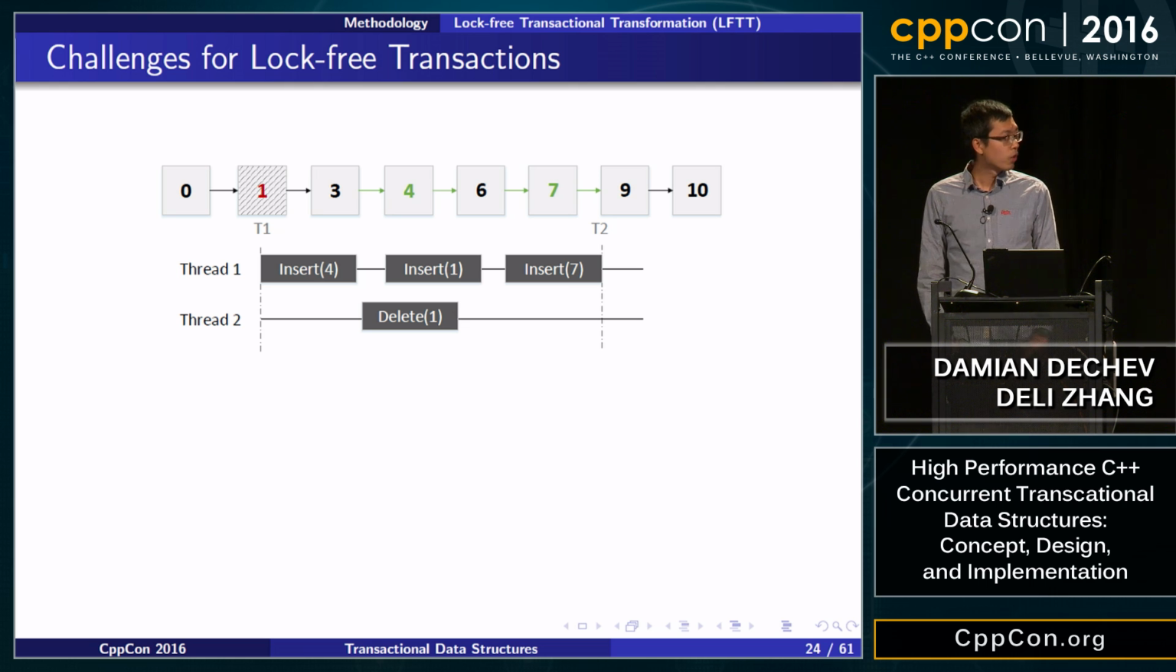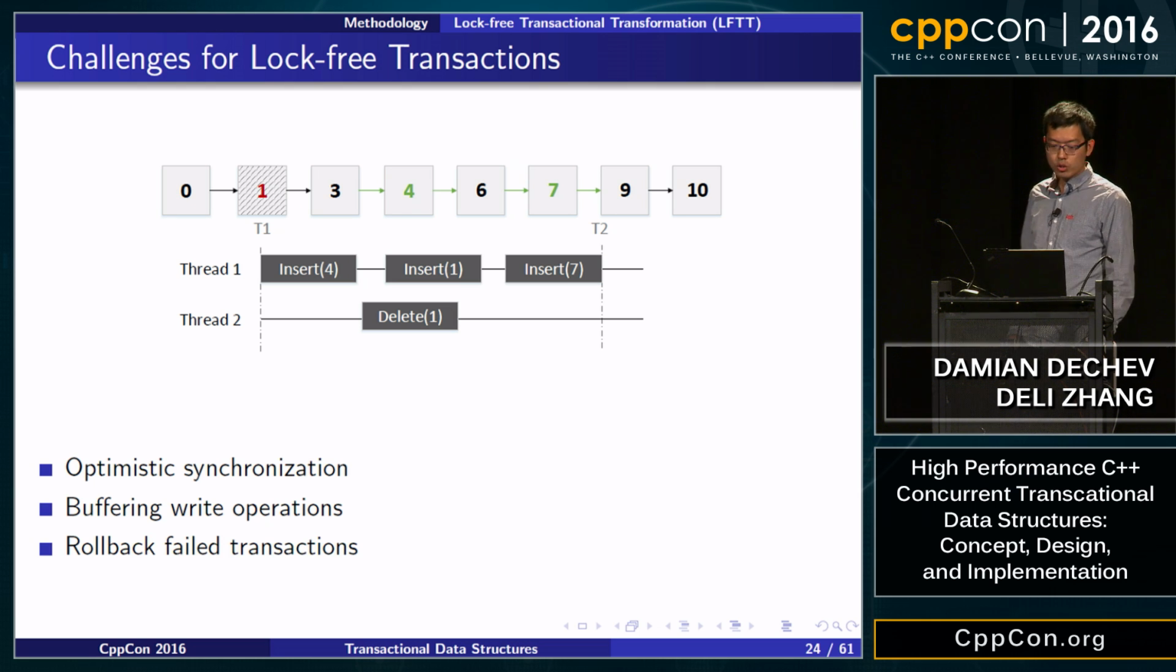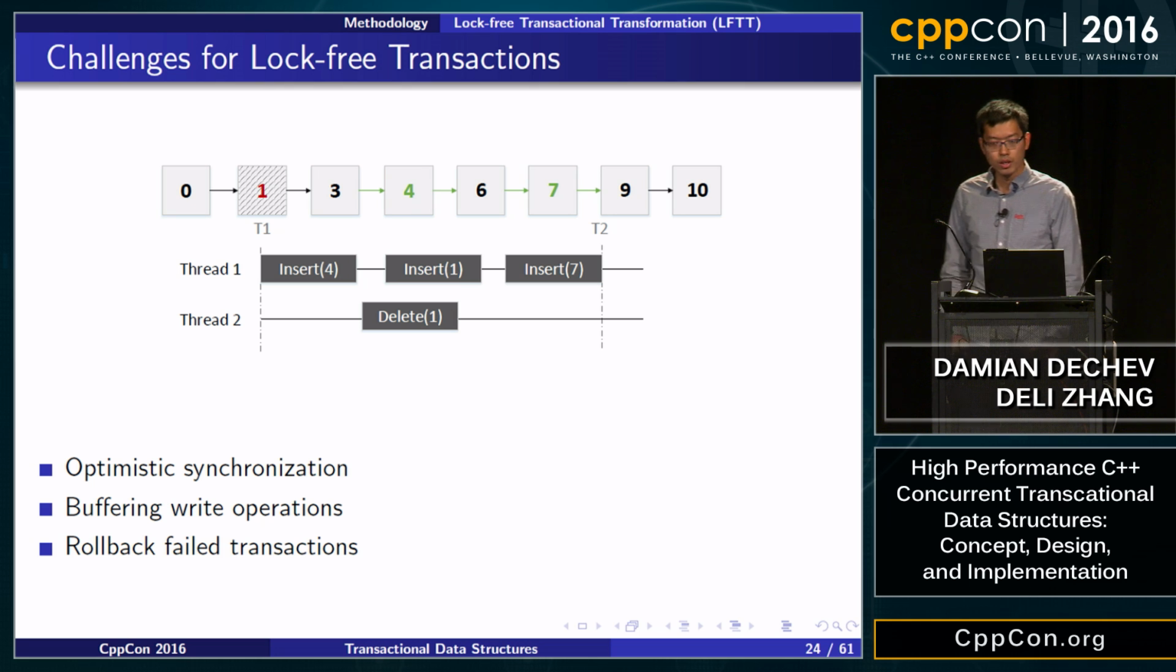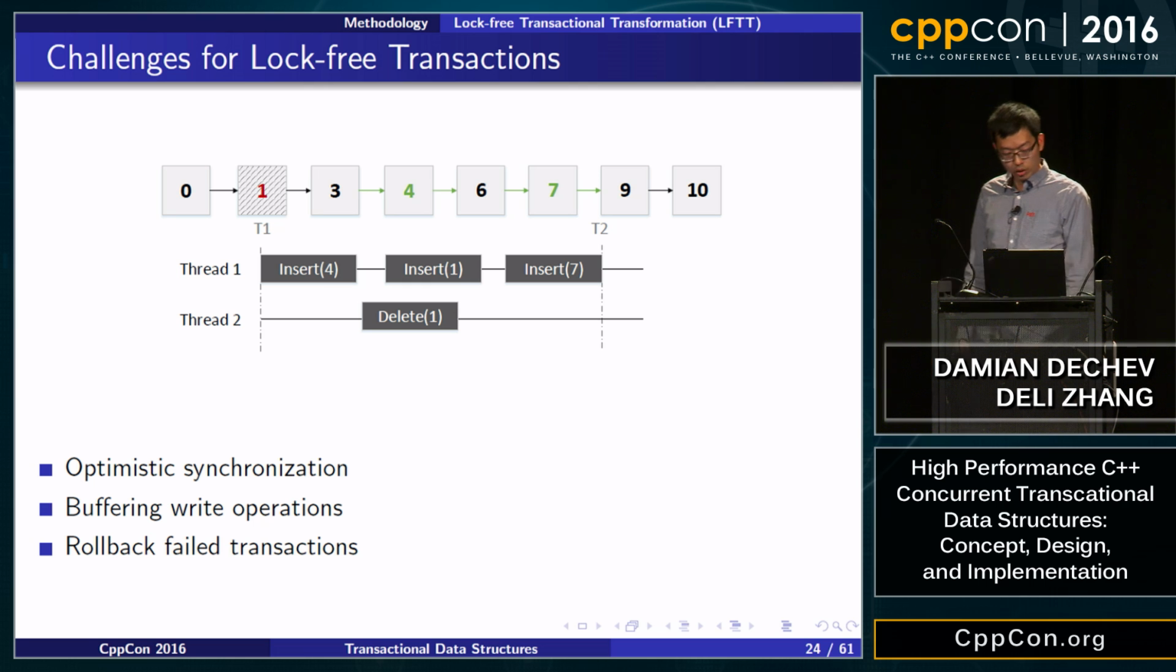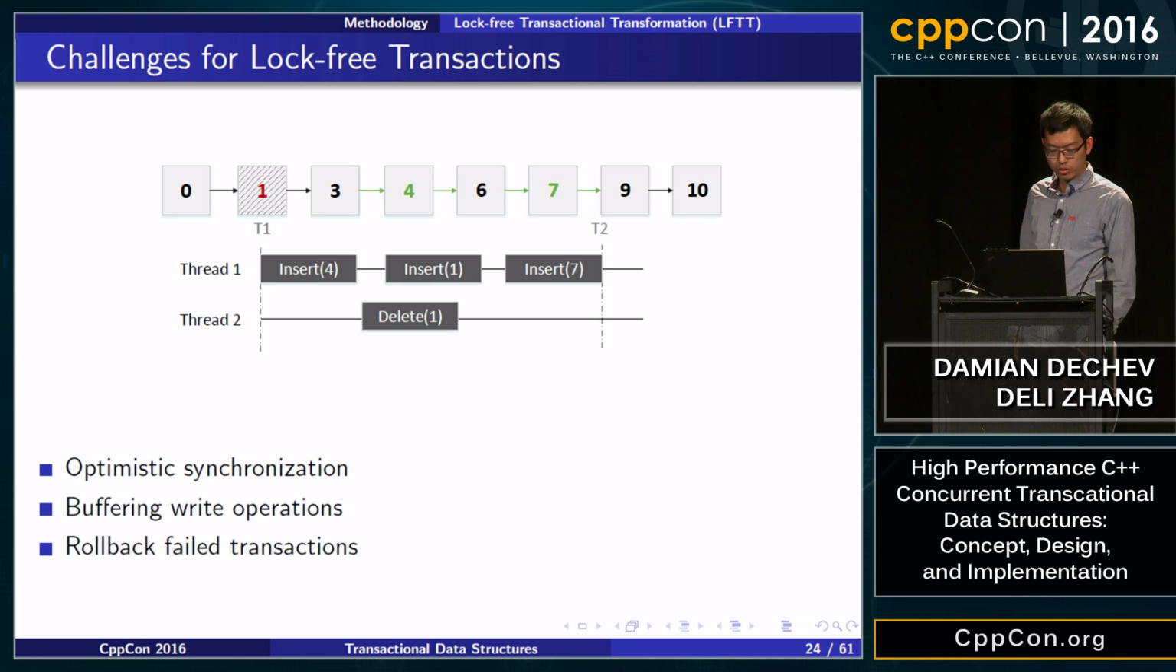So the challenge for lock-free transaction synchronization is that we need to effectively buffer the write operations so that they are not visible to operations outside the scope of the transaction. And we also need to efficiently roll back failed transactions in order to restore the abstract data structure state.